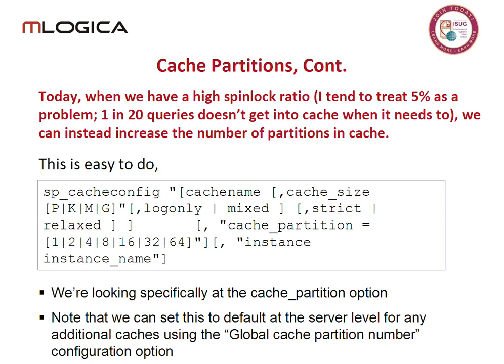Now, I've played with this a lot, and what I have found is that I tend to get my best results by setting the cache partition to something at or higher than the number of Sybase engines that I'm running. So in an 8-engine environment, I'll set cache partition to 8, usually not a problem. In a 10-engine environment, I'll set cache partition to 16. Note that this does have to be a multiple of 2.